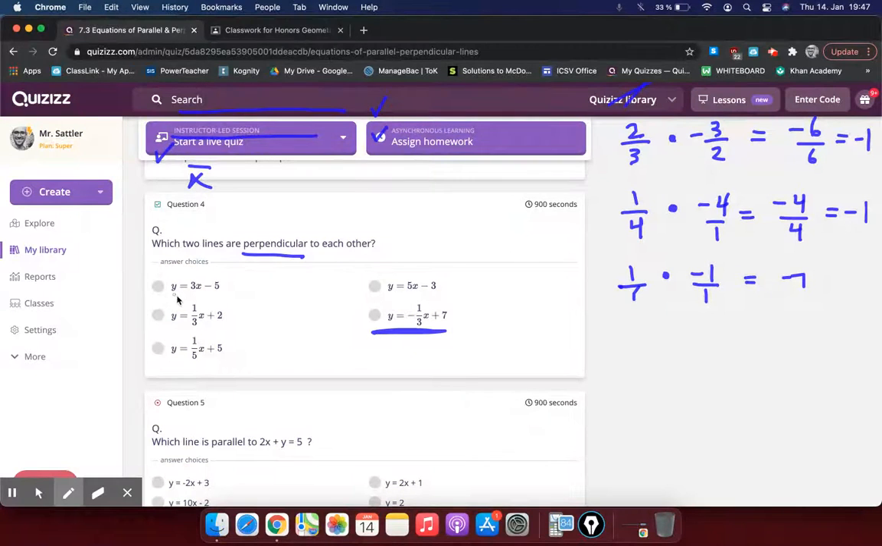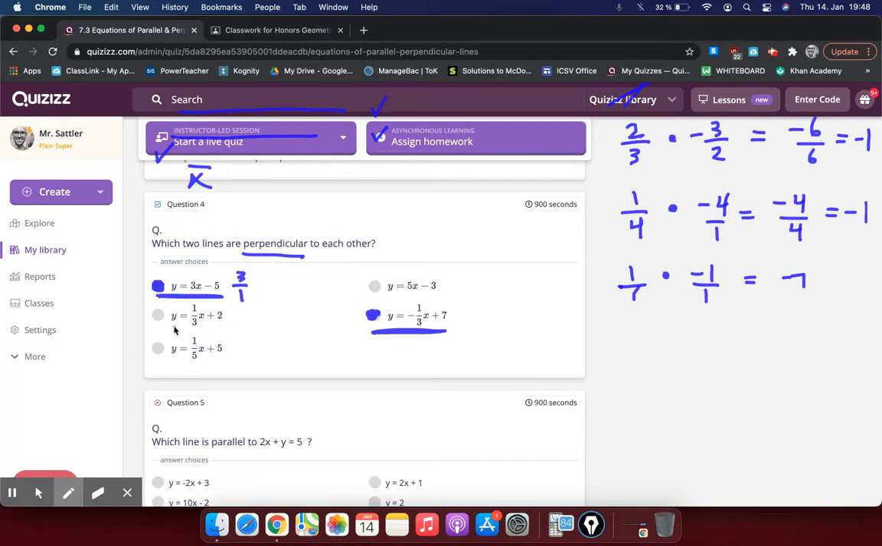So this one's negative. This one's positive, 3/1. So these are reciprocals and negative. So they're perpendicular. You could check this on Desmos, type in the two equations and play around with it.